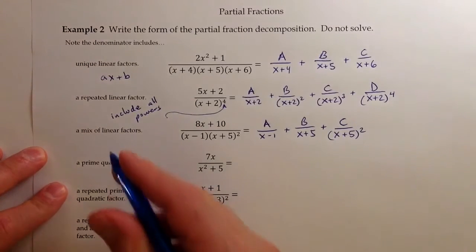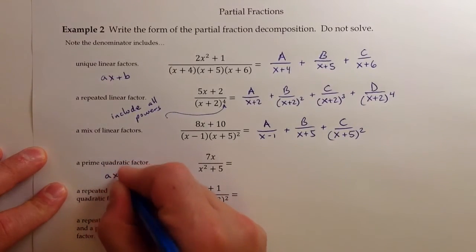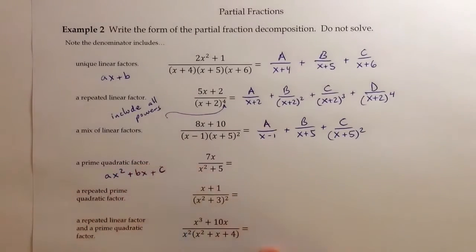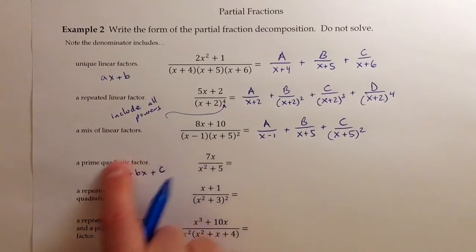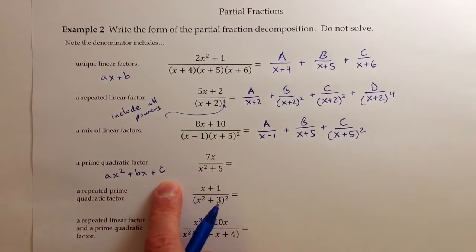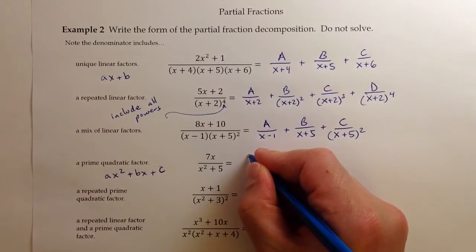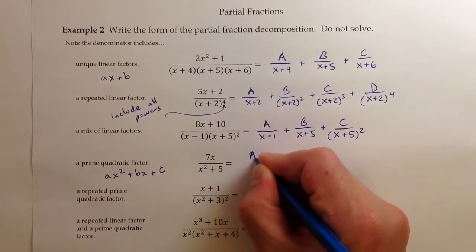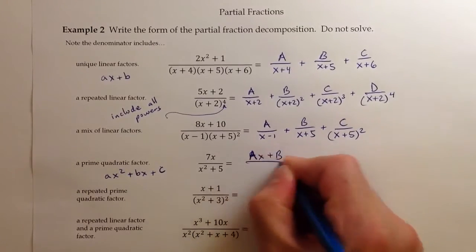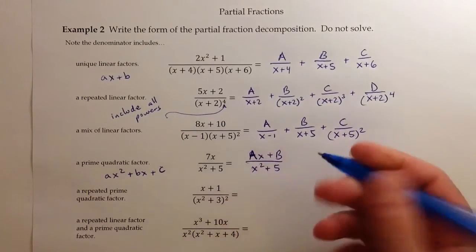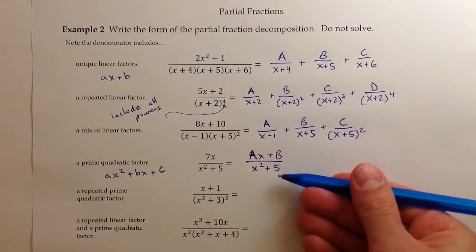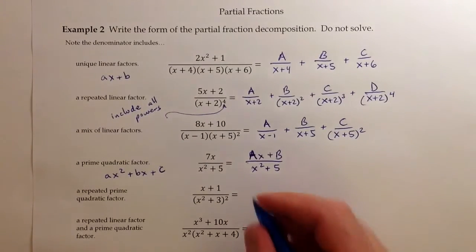The remaining examples all include quadratic factors in the denominator. In other words, factors of the form ax squared + bx + c, where we can't reduce that to a simpler linear pair of factors. In that case, rather than just a constant in the numerator, we put a linear term. So we could write this as ax + b over x squared + 5.